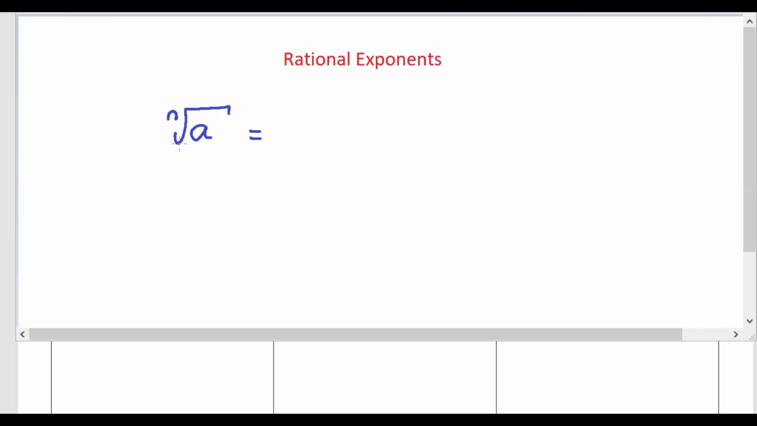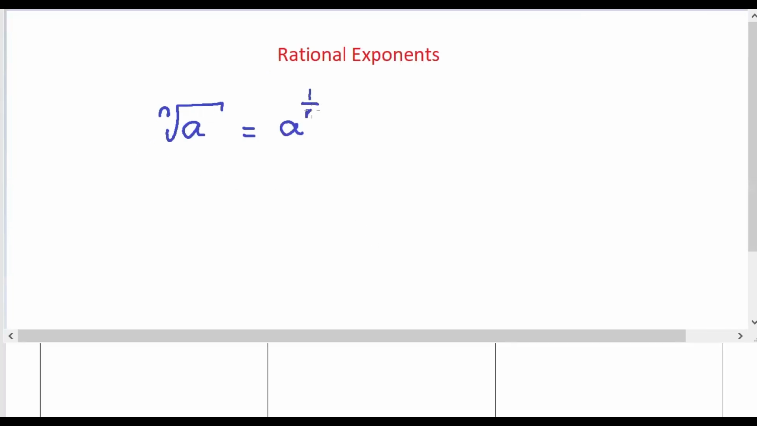We discussed earlier that the nth root of a can be written as a to the power 1 over n. If we also have an exponent inside the radical, we can still use the rational exponent notation. In this case, we will just change 1 in the numerator with m, which is the exponent of a.